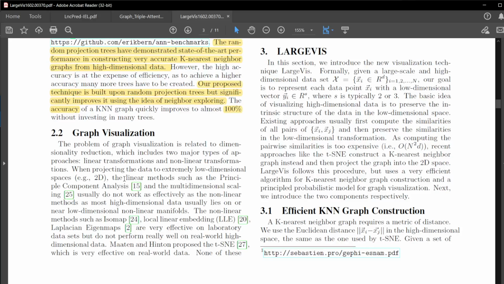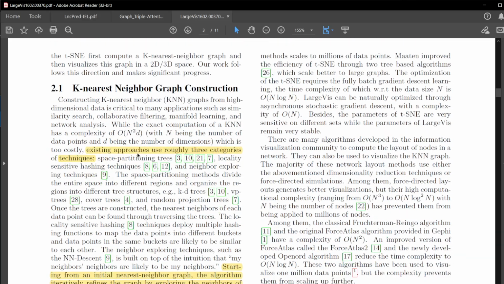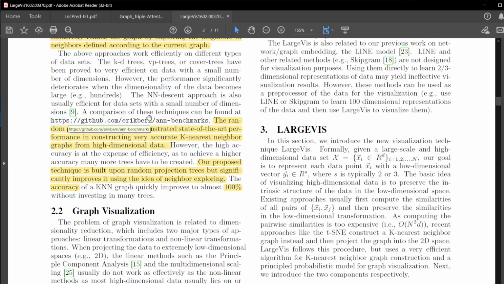The nonlinear methods such as Isomap [24], local linear embedding, LLE [20], and Laplacian eigenmaps [2] are very effective on laboratory data sets but do not perform really well on real-world high-dimensional data. van der Maaten and Hinton proposed the t-SNE [27], which is very effective on real-world data. None of these methods scales to millions of data points. van der Maaten improved the efficiency of t-SNE through two tree-based algorithms [26], which scale better to large graphs.